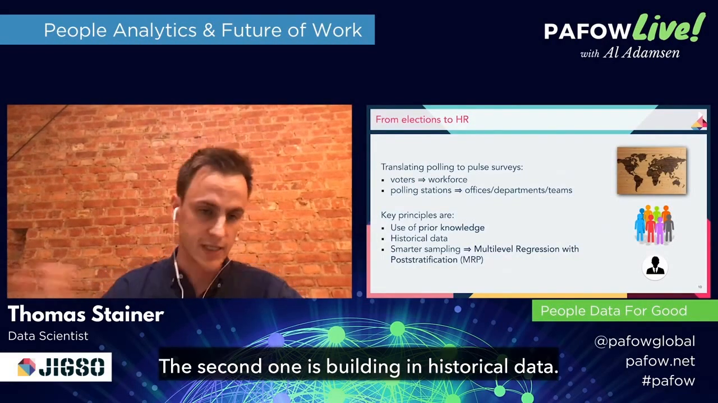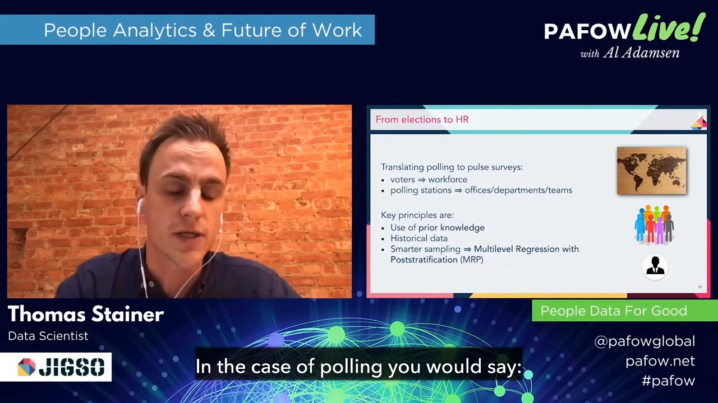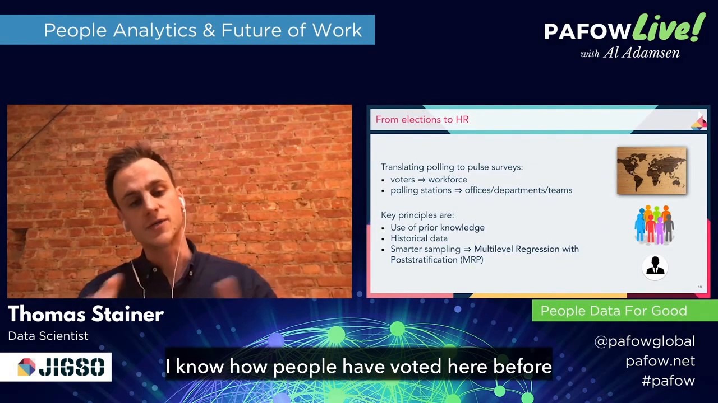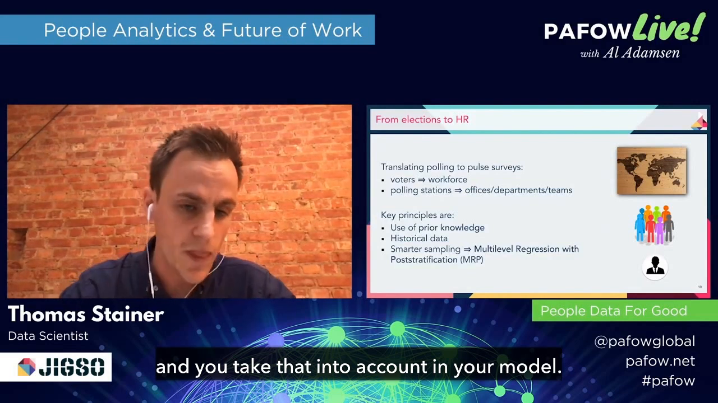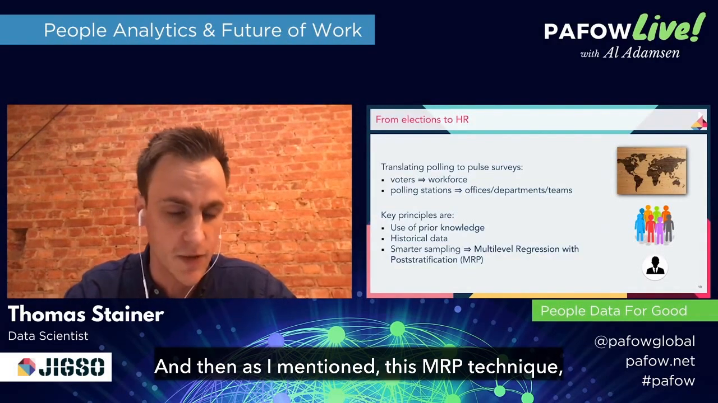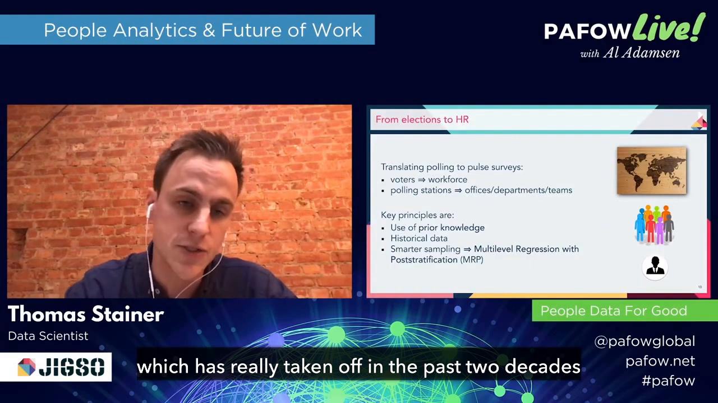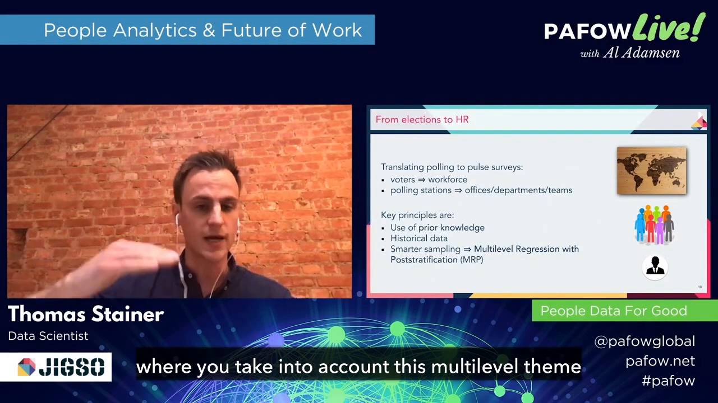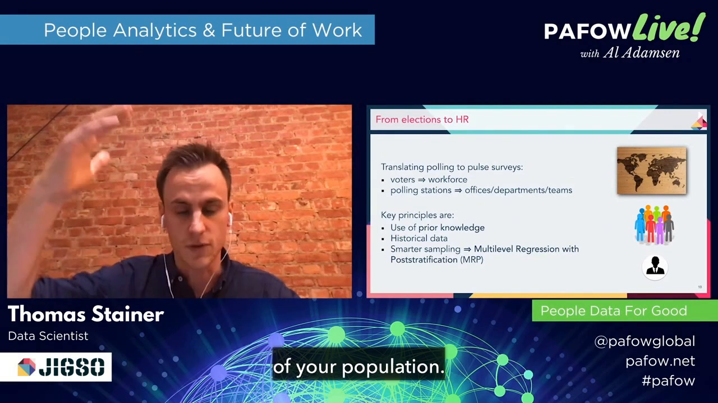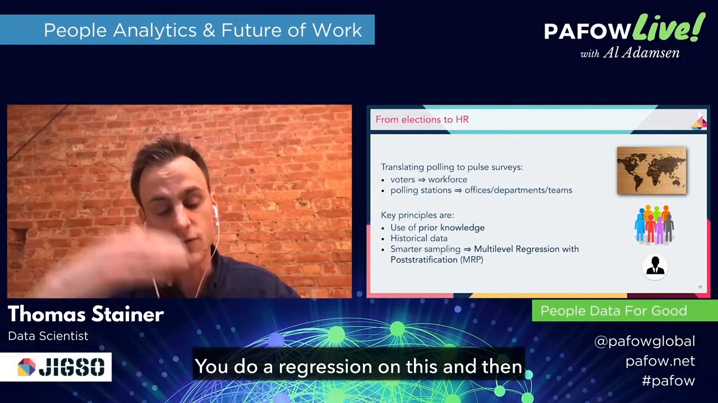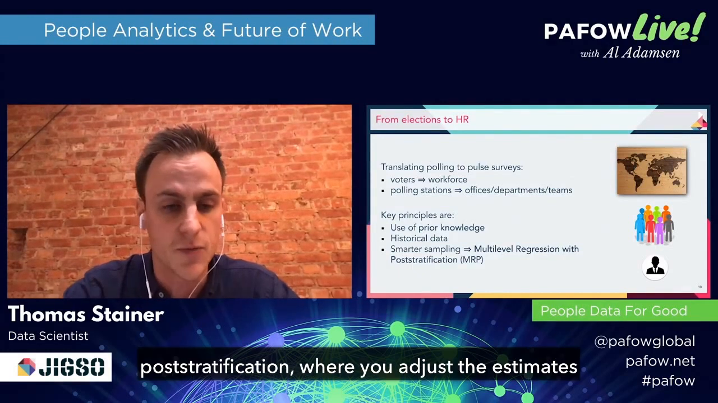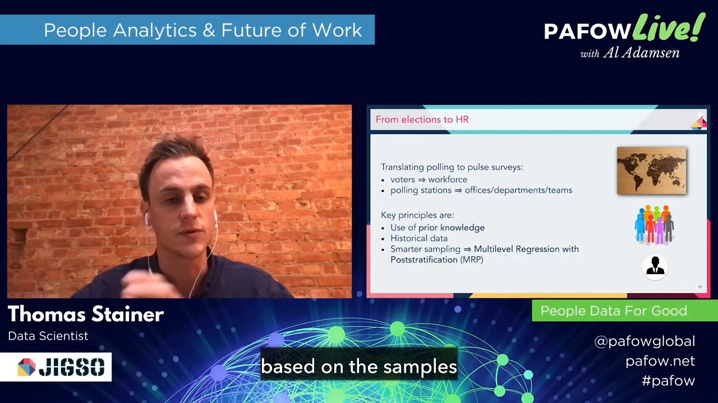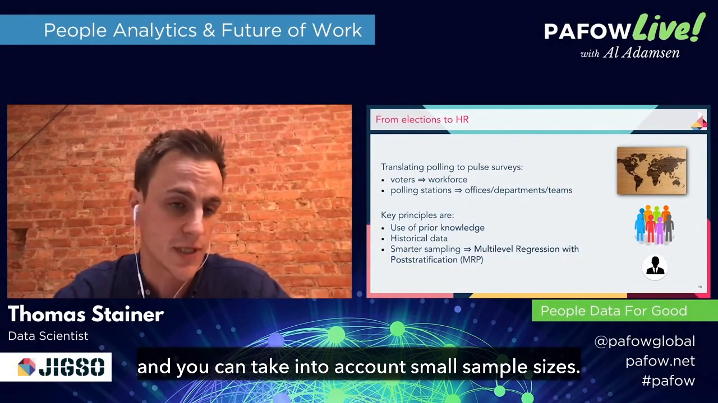The second one is building in historical data. So in the case of polling, you would say, I know how people have voted here before, and you take that into account in your model. And then, as I mentioned, this MRP technique, which has really taken off in the past two decades for polling and elections, where you take into account this multi-level theme of your population. You do a regression on this, and then post-stratification, where you adjust the estimates based on the samples, and you can take into account small sample sizes there.